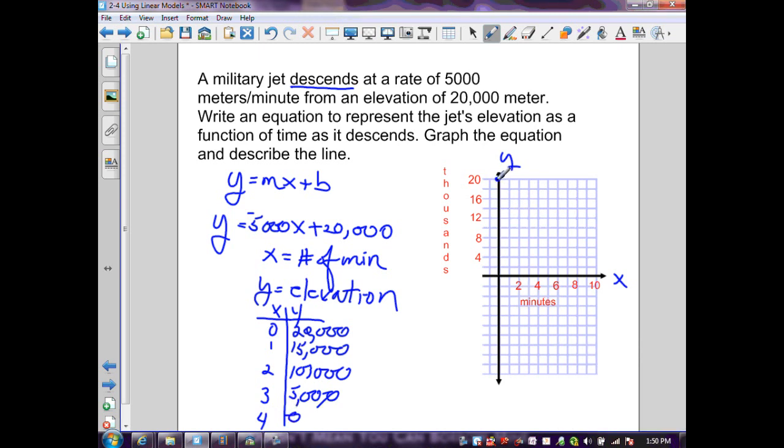When I graph (0, 20,000), 1 minute, 15,000, 2 minutes, 10,000, 3 minutes, 5,000, and 4 minutes would be 0 elevation. Then I connect. And this line describes the elevation as a function of time. So, determining the number of minutes, I can make an independent time choice and substitute in and estimate the elevation of that jet.